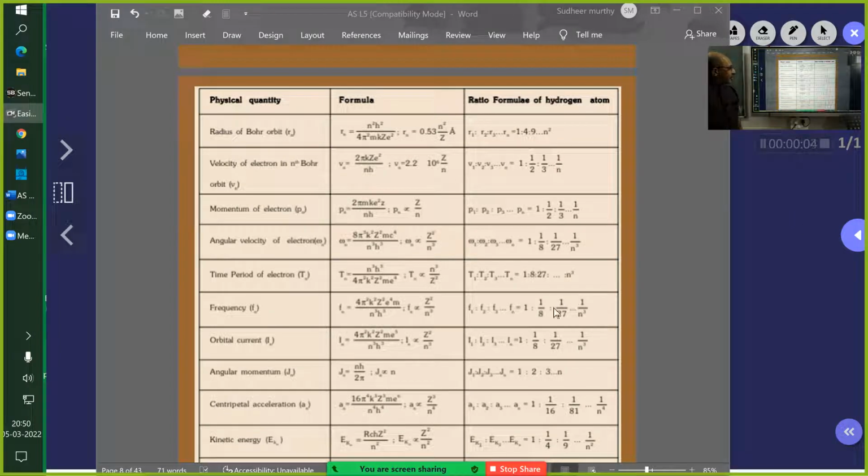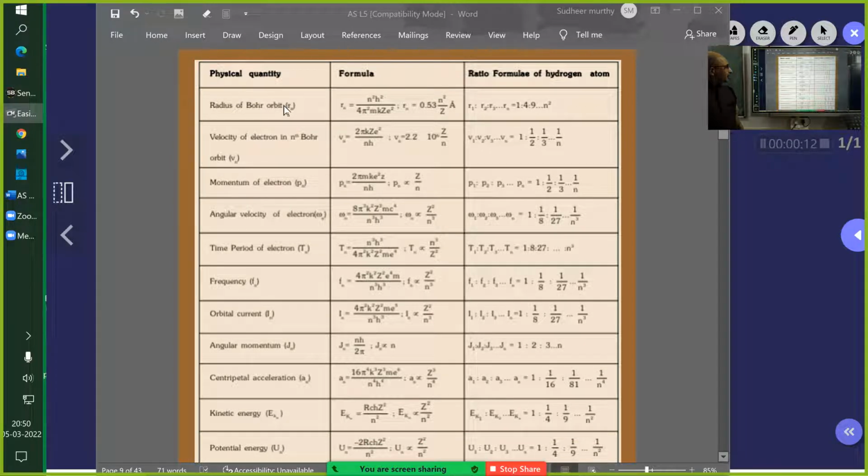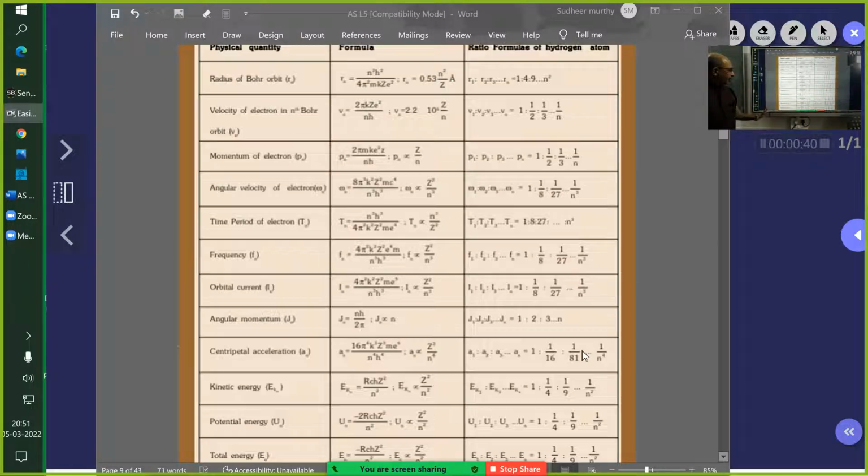So this is just a ready reckoner for all of you. Not necessary, but just the different variables that appear in the Bohr model, such as radius, velocity, momentum, all those things are there, and the ratio formula for the hydrogen atom, that is Bohr radius 1, radius 2, radius 3. So in what ratios they are there. So this chart is simply a ready reckoner for all of you. Nothing to teach here. It's just that all the things are there.